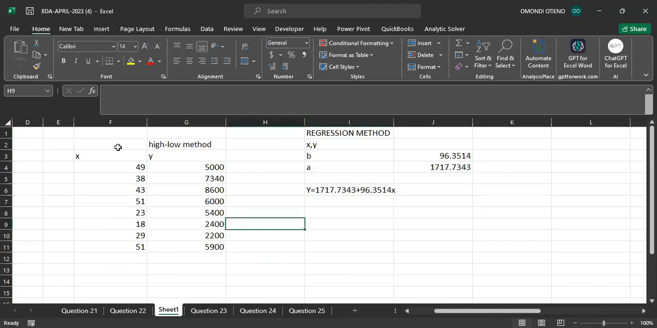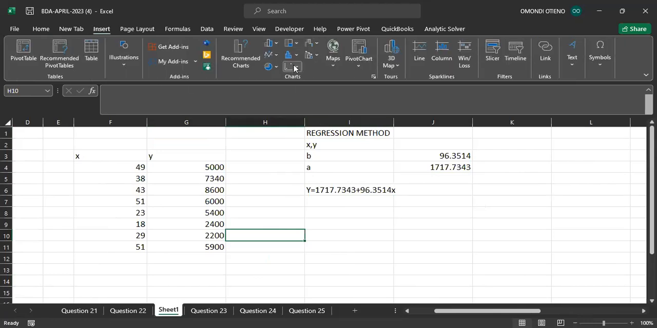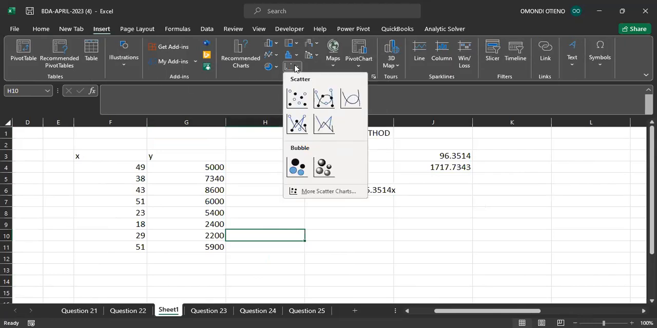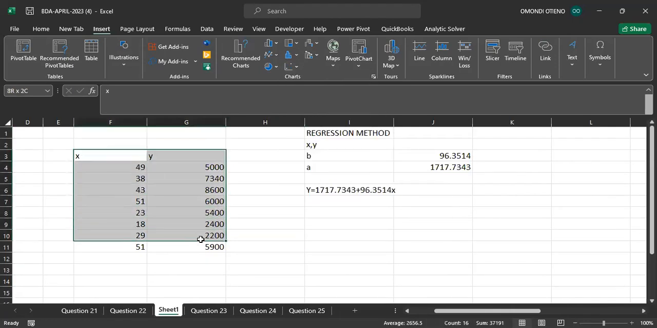So let's come to this part. We want to do regression, this is the data set. We want to use a scatter graph for us to be able to come up with the cost function. So just go to insert. Then we'll be talking about the scatter graph. Highlight this data set, these two columns. By default, the first column of the highlighted data will be taken to the x-axis, and that's our interest. So that's why we start with the x values, then the y values.